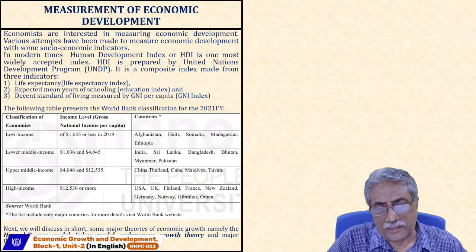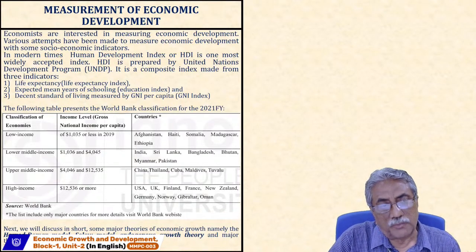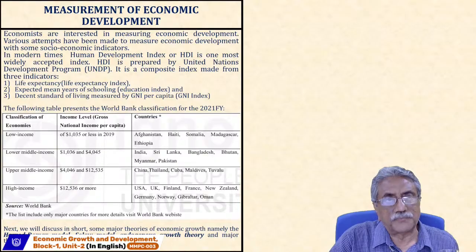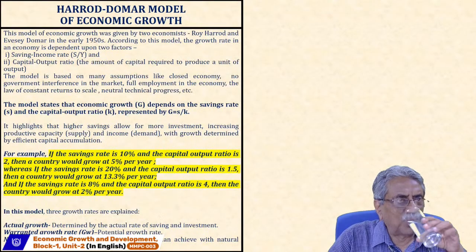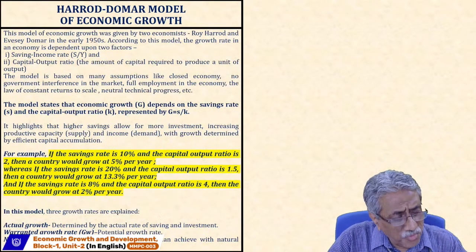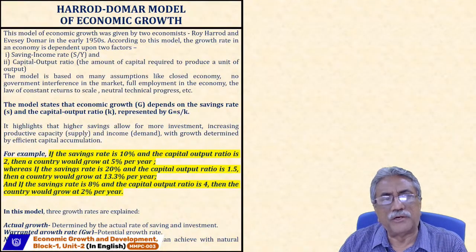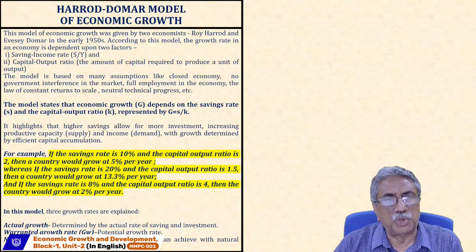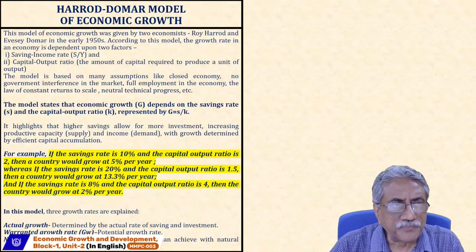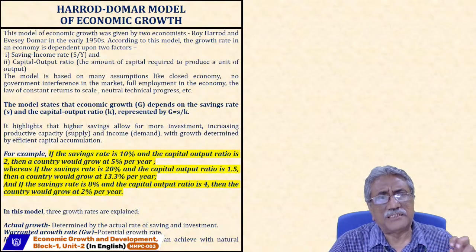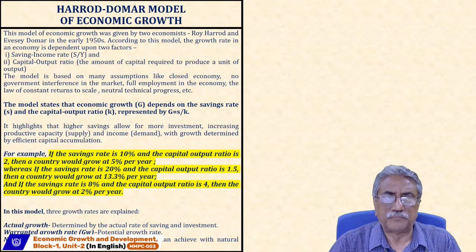You can go through the slide. Low income, lower middle income, upper middle income, high income. These are the four classifications the World Bank has done. Now, the Harrod-Domar model was discovered by two economists, Roy Harrod and E.D. Domar, in the 1950s. They say there are two factors, savings rate and capital output ratio.